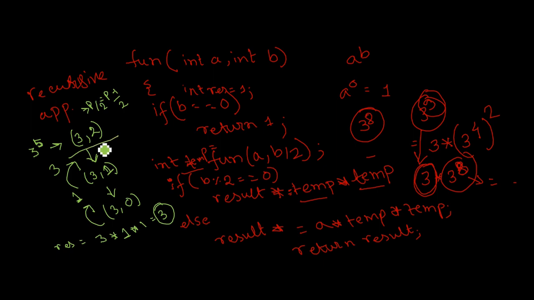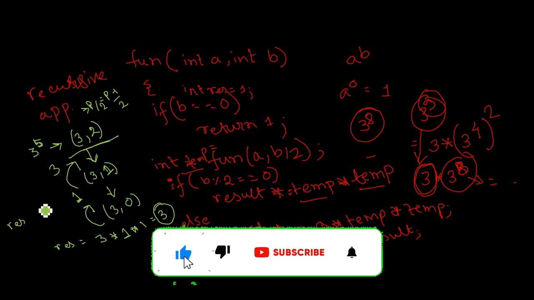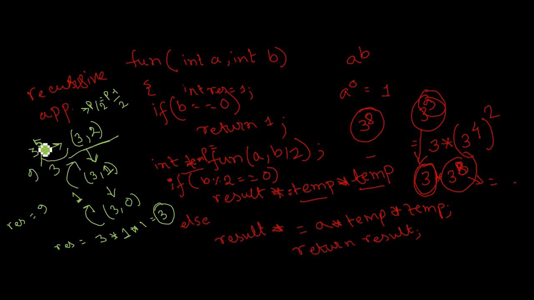Now when we are at this, we can simply check: here the value of b is even. So what will happen? It will take result, that is 1, and it will store 3 comma 3, that is also fine. So now at this point result will be 3 comma 3, that is 9. So this function is going to return 9, that is also fine.